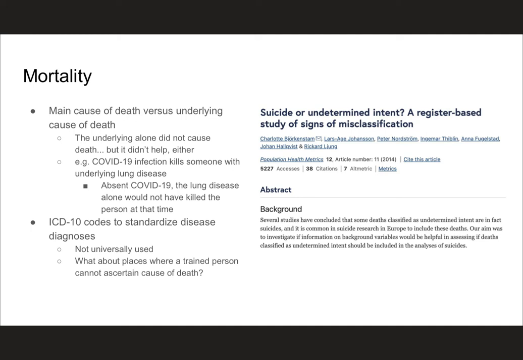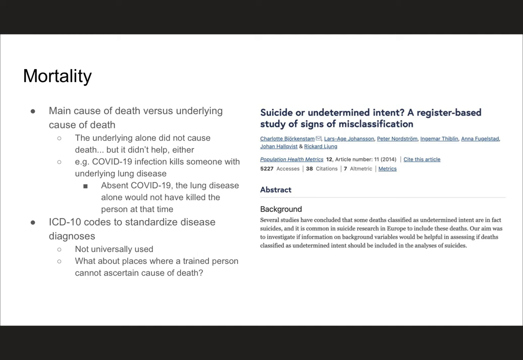But the question is, what about places where a trained person cannot ascertain the cause of death? There are some places in the United States where the medical examiner doesn't exist, and it's a coroner, and the coroner is elected by the people, and doesn't have to be somebody who has any experience in telling whether or not somebody died by X or Y reason.